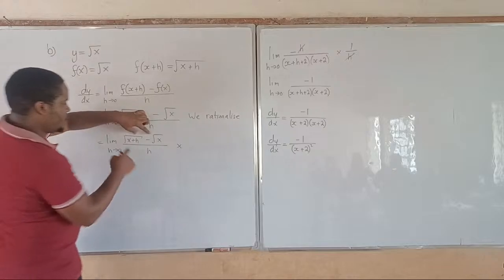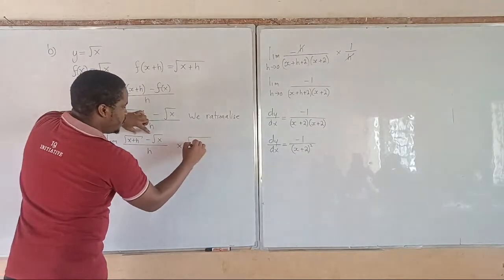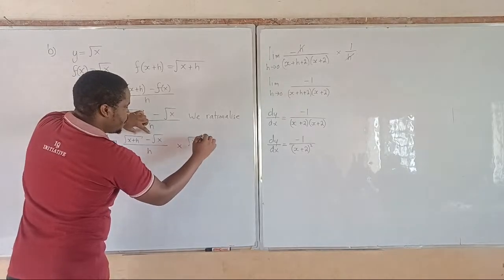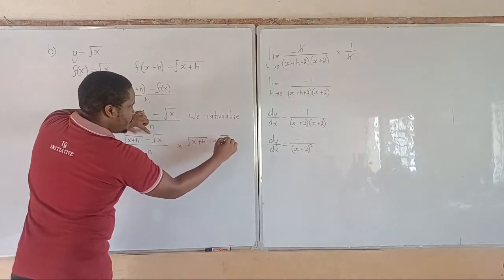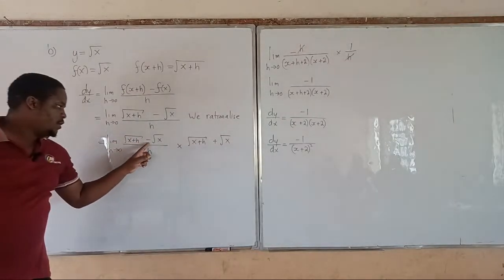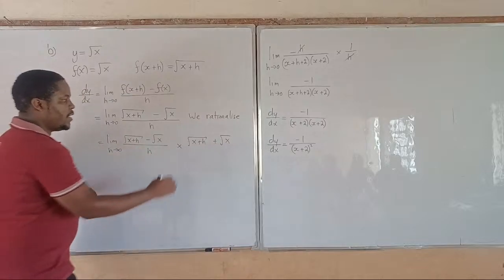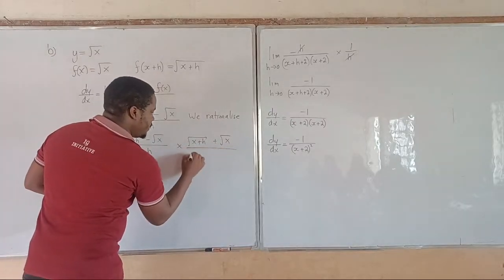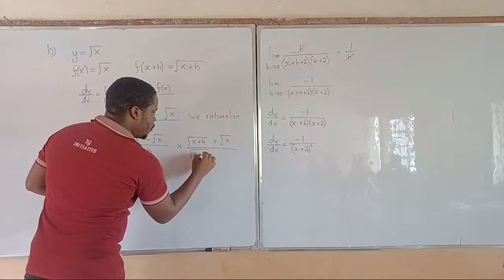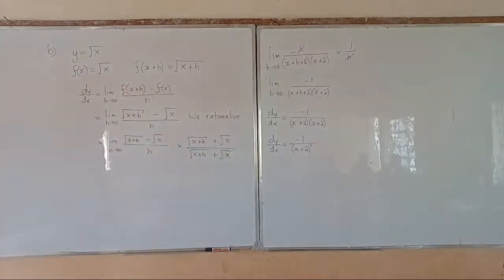Now, what's the conjugate? The conjugate is just the same thing, but where there's a negative, we just put a plus. So root of x + h plus root x. So if you're rationalizing, then there's a positive here, meaning that what you have there will be a negative. So it's just the opposite. Now you multiply both denominator and numerator by the conjugate, the same conjugate, which is the one which has a plus.